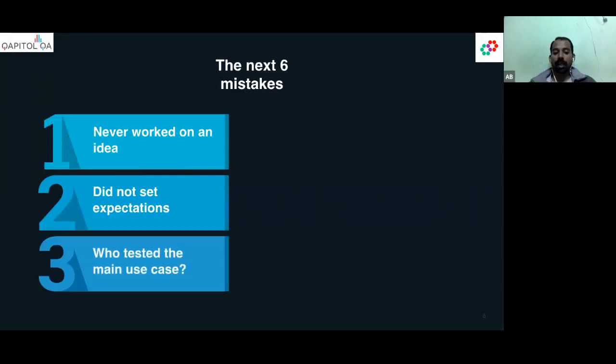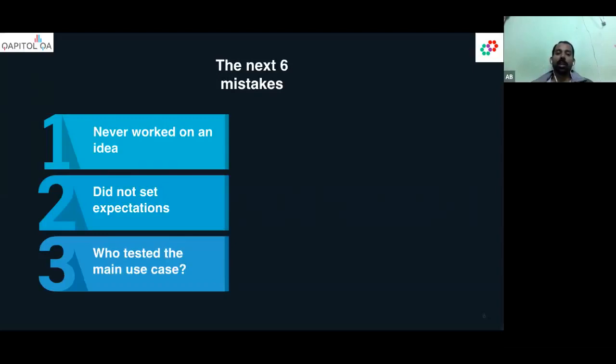The next mistake is: who tested the main use case? So as I told, I was the solo tester, a one-man army for many projects. I used to cover a lot of quality criteria: functionality, usability, something on performance using tools and getting a basic performance report, using some tools and getting a basic security report, accessibility and stuff like that. I tested many different quality criteria, and I was very proud of my testing. Only to realize that the main use case, the main purpose for which the product was built, was never tested. I had no idea what the main use case was, so I never tested it.